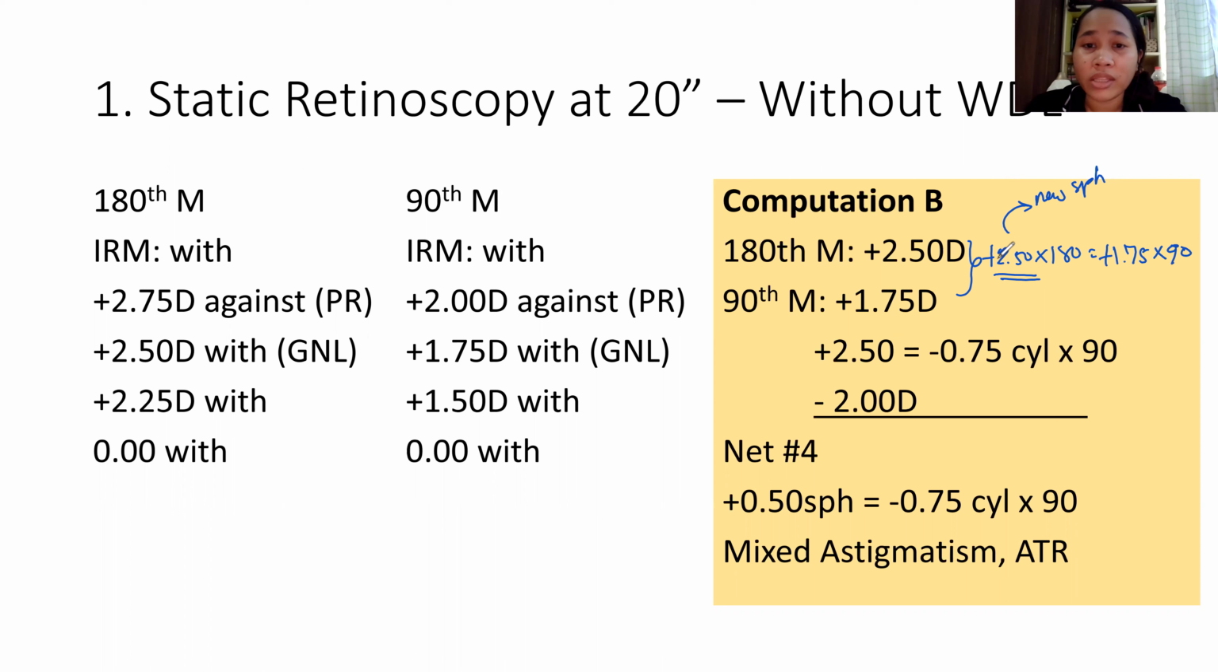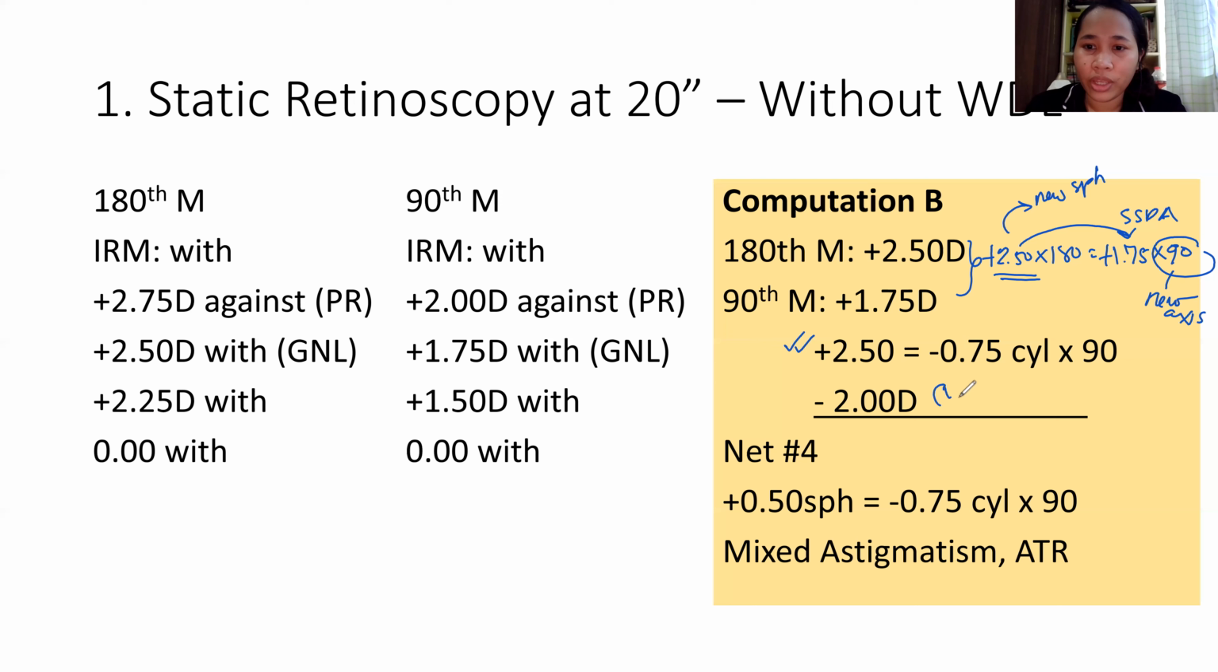Okay? And to get the cylinder, you add algebraically here. So SSDA, same sign subtract, different sign add. 250 minus 175 is 75. And the axis will be the axis of the unused. So this is our new axis. So the result is plus 250 combined with minus 0.75 cylinder, axis 90.